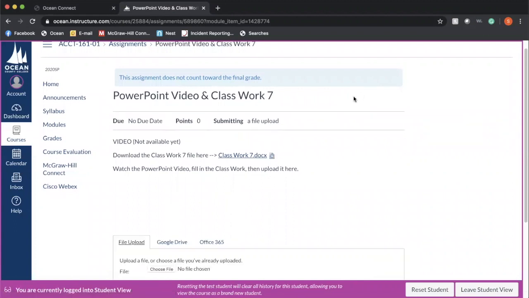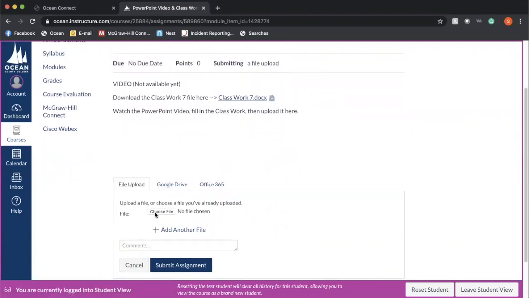You would just click Submit Assignment. Choose the file, whether it's a picture or a Microsoft Word document. You would just find the file here. Make sure you're not uploading a blank one, that it is the one you completed. And then you would just hit Submit Assignment.